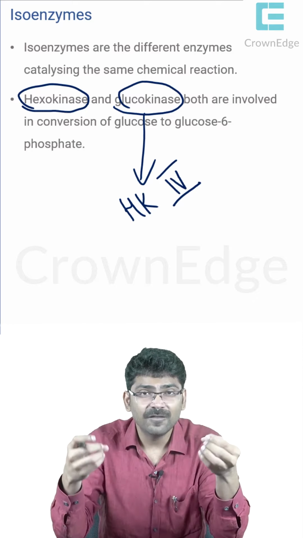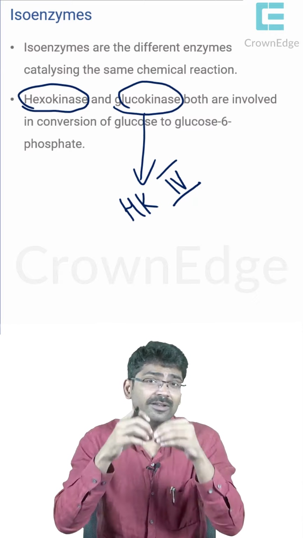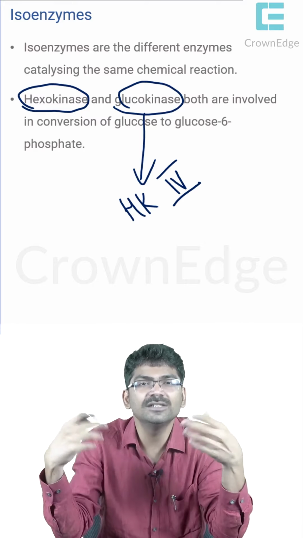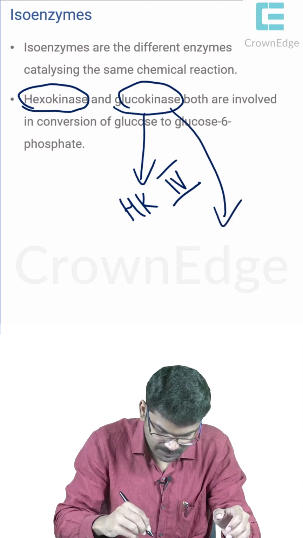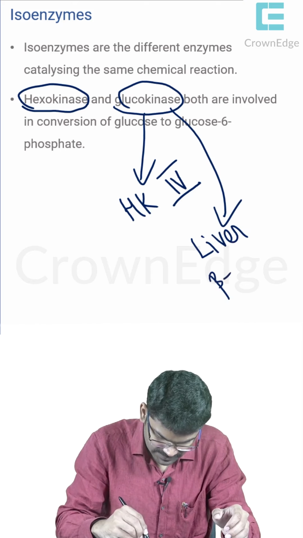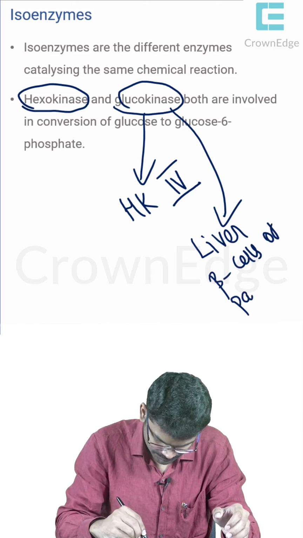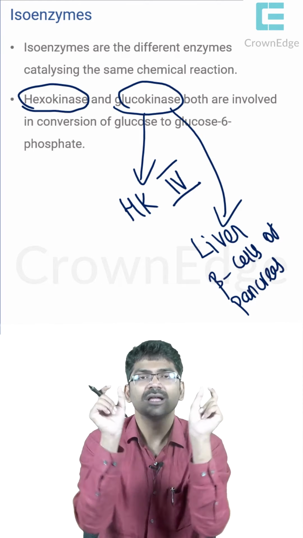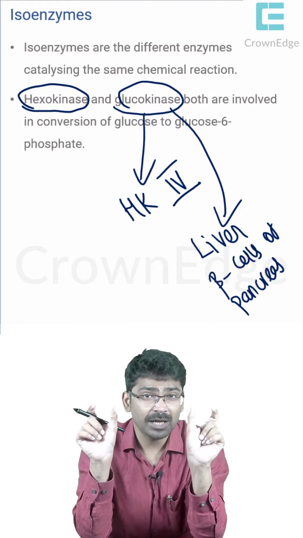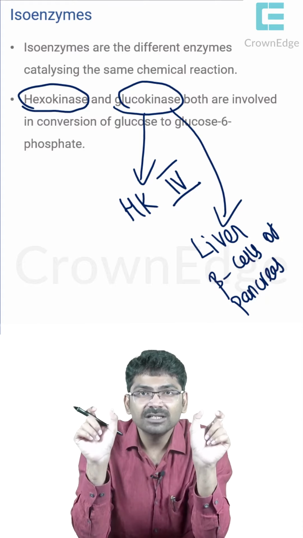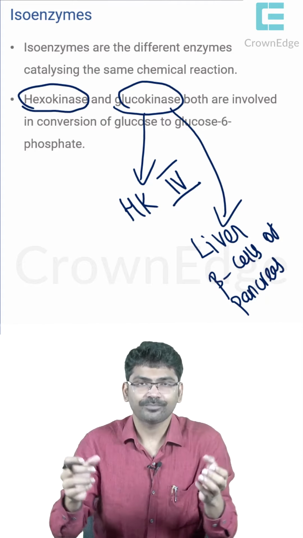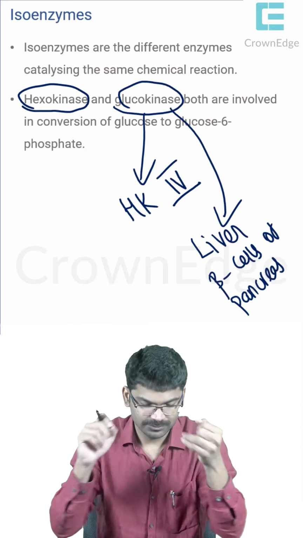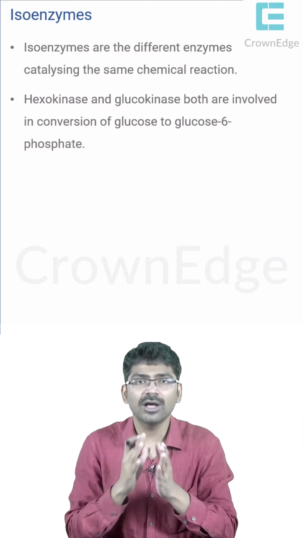They will have different primary structure. That means they will have different amino acid sequence. Sometimes they will have different organ distribution. For example, glucokinase is present in liver and beta cells of pancreas, right? Hexokinase is present in all the tissues. Because these isoenzymes have different primary structure, they will have different electrophoretic mobility. You can separate them by electrophoresis, chromatography and all, right? So this is about isoenzymes.